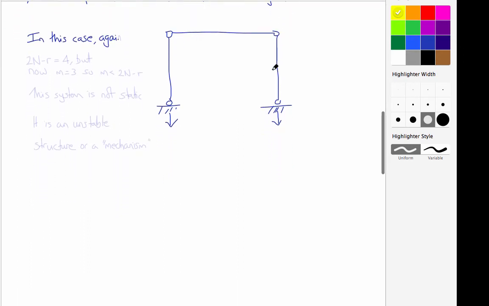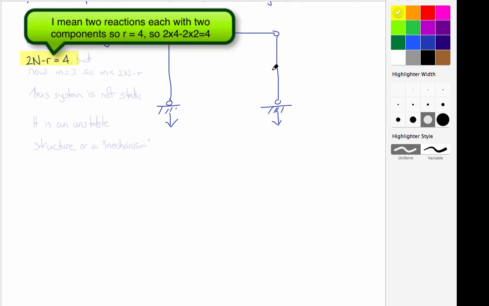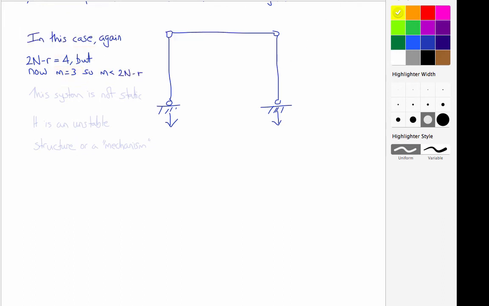So here's another case where now we've taken away the diagonal. So again we have 4 nodes and 2 reactions with a total of 4 pieces of information. But now we only have 3 pin-jointed members. And because they're pin-jointed, this structure can keel over and rotate. And as such, it is not in static equilibrium, and it's not even in equilibrium. It's not static. This kind of structure, an unstable structure, is called a mechanism.